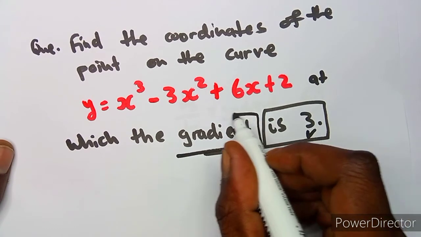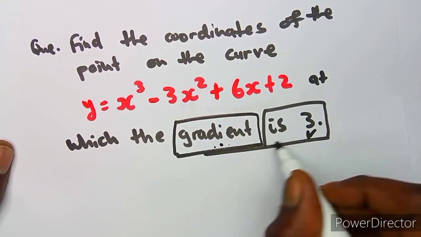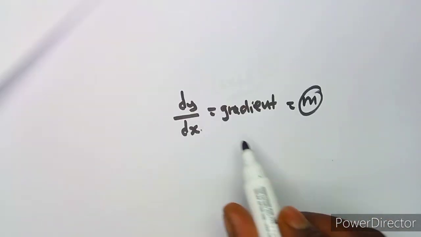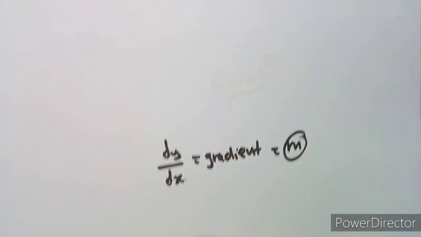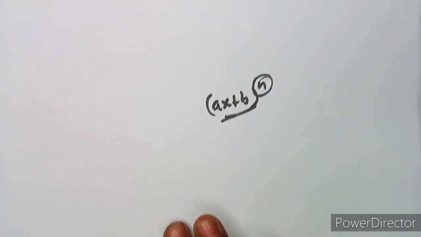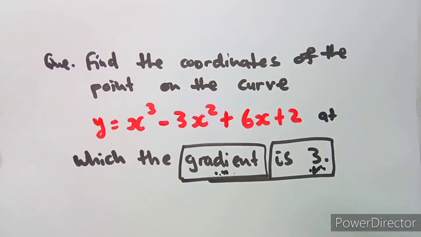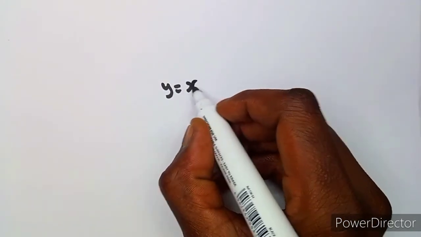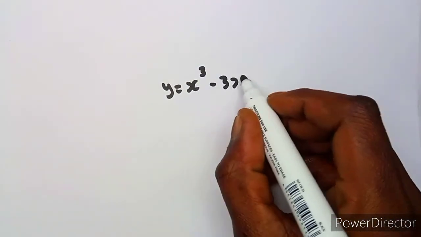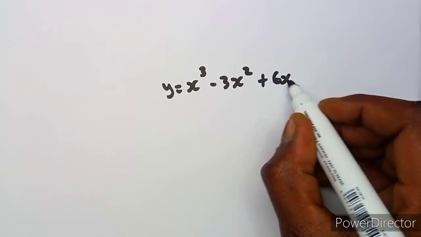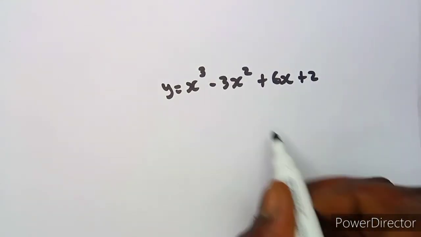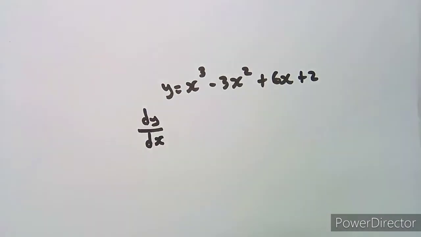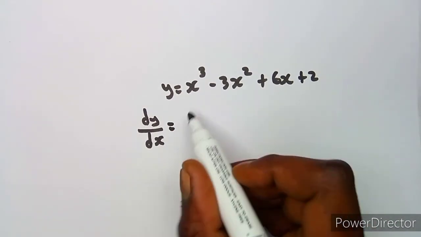So all I'm going to do is find what is equated to 3, which is the gradient, and the gradient is dy/dx. So I'm going to find dy/dx, then equate that to the gradient that I'm given, which is 3. From y = x³ − 3x² + 6x + 2, I'm going to find dy/dx because it is the one that corresponds with the gradient.